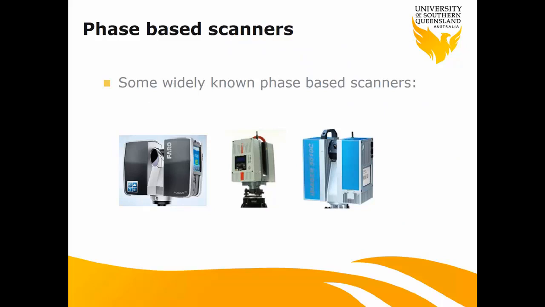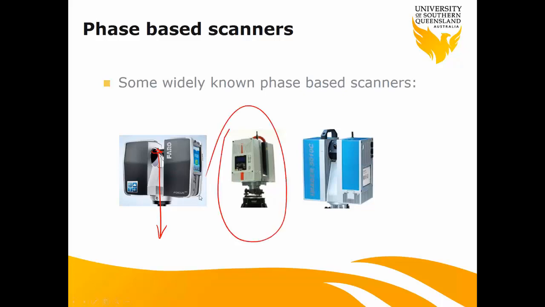This picture shows you the examples of phase-based laser scanner. The first one, Faro laser scanner, and you can see it uses a panorama laser beam deflection mirror. Okay, so 45 degrees to this laser beam direction, and then it deflects the laser beam 90 degrees. Okay, pointing to the target.